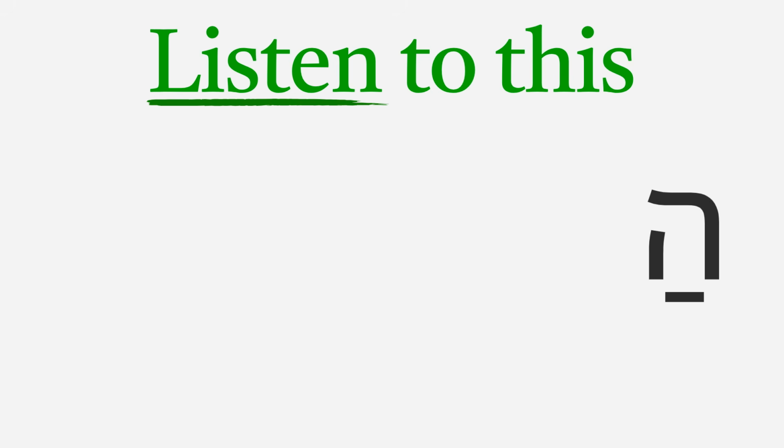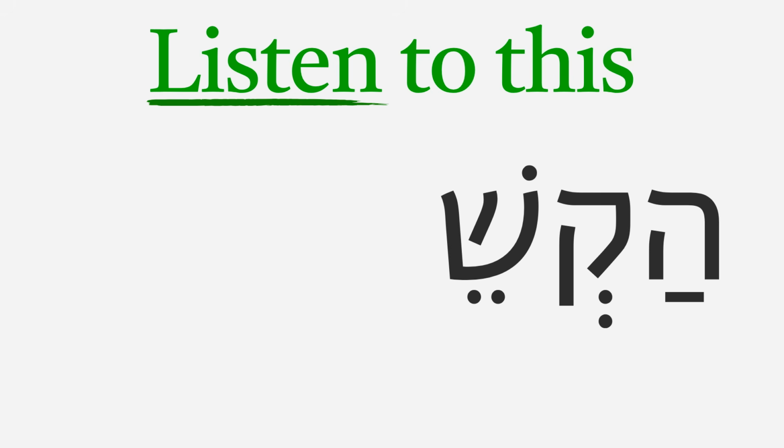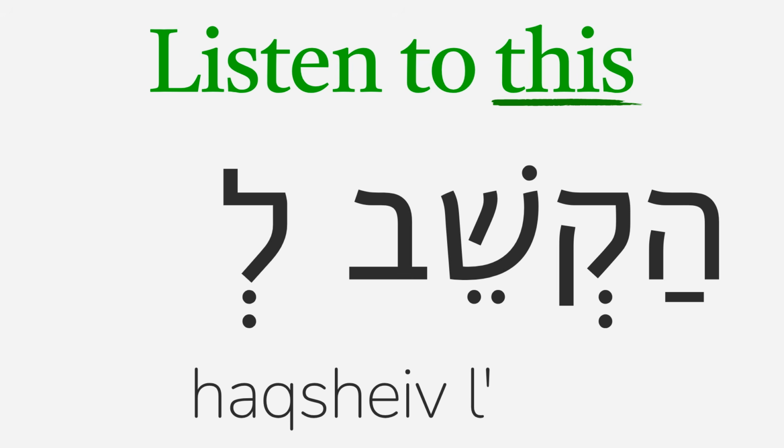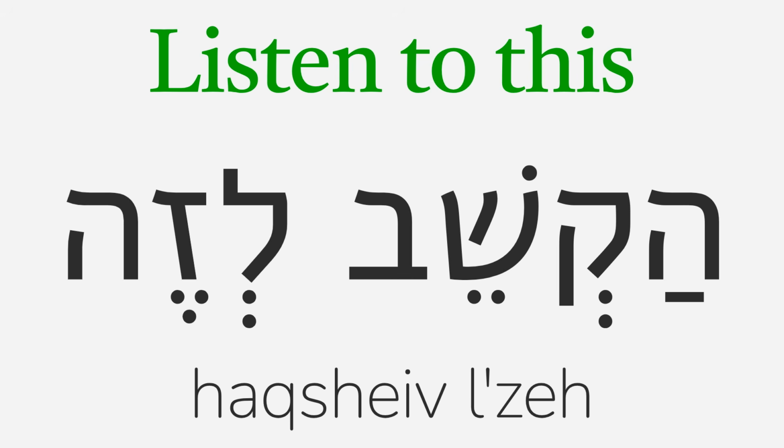The masculine singular form of a Hiphil imperative, or command, starts with a he with patach, followed by the first root letter with a shva, the second root letter with a tsere, and the third root letter. Hakshev, listen. To is la, and this is ze. Hakshev la ze, listen to this. Hakshev laze. And to end today, let's say start singing to a group of both men and women.